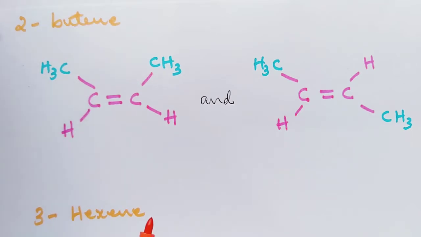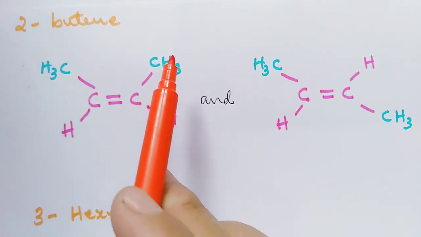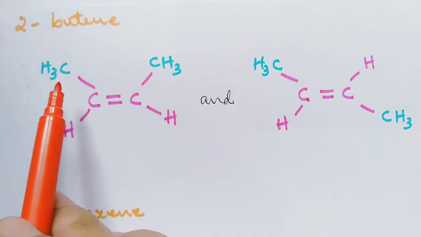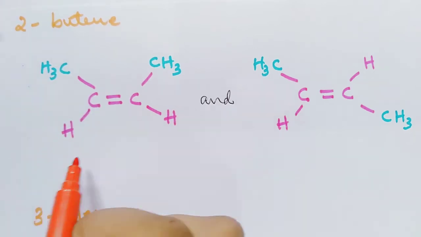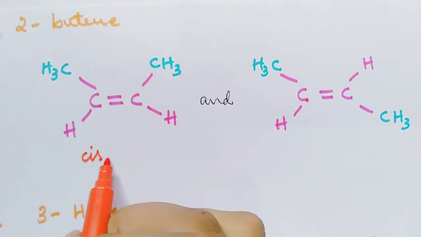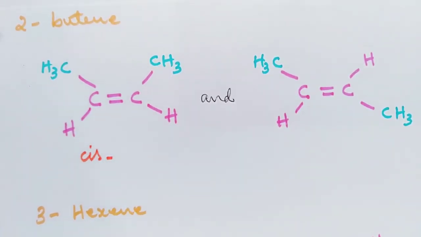A cis isomer is an isomer in which the similar groups or atoms lie on the same side of the double bond, whereas a trans isomer is an isomer in which the similar groups or atoms lie on the opposite sides of the double bond. So, using that, clearly in the first one we see that the similar groups lie on the same side of the double bond. So hence this one is a cis 2-butene.